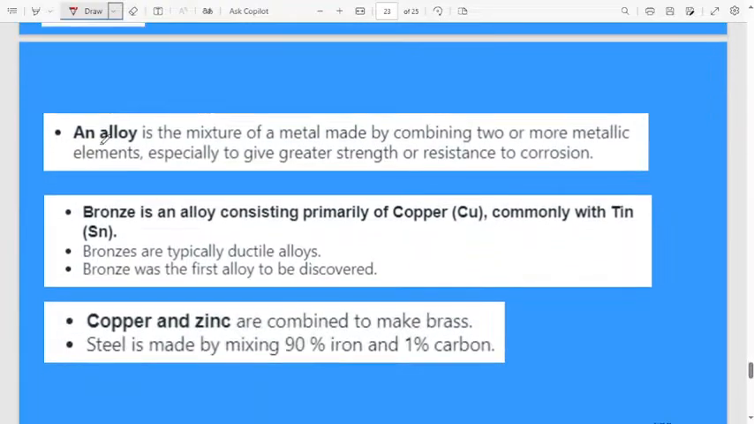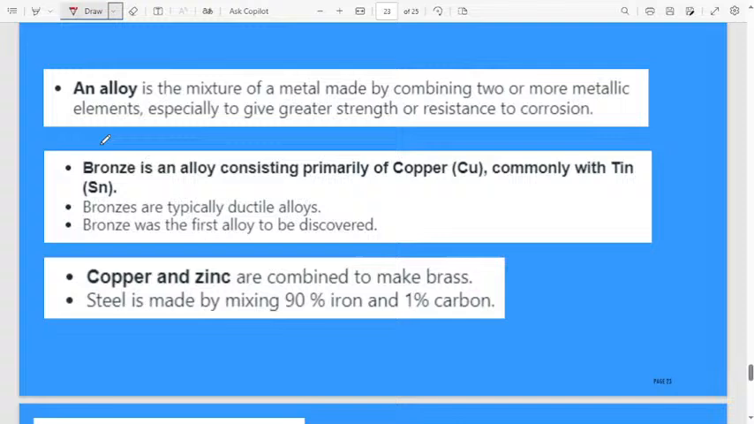I already explained what is meant by alloy: a mixture of metals made by combining two or more metallic elements, especially to give greater strength and resistance to corrosion. Why? What is the use of alloy? Normally an alloy is a combination of two or more metals or non-metals. It will increase the strength of a metal and also prevent corrosion.